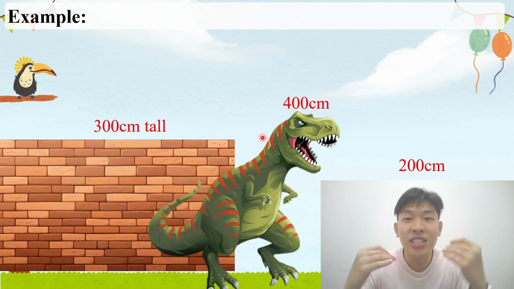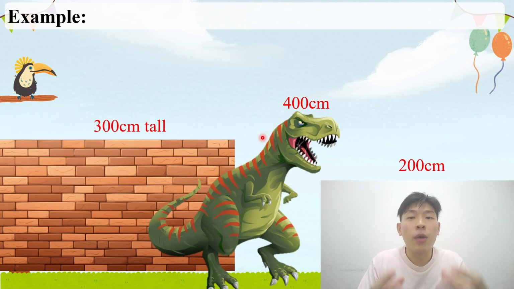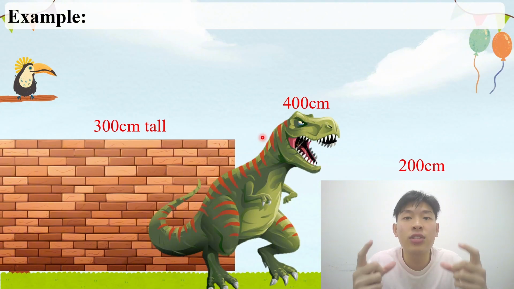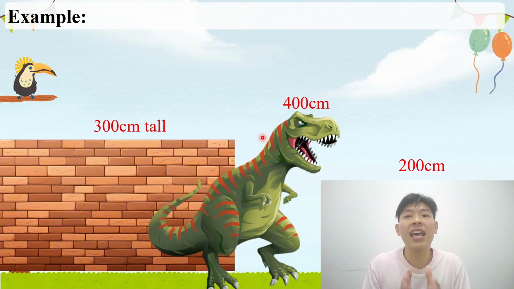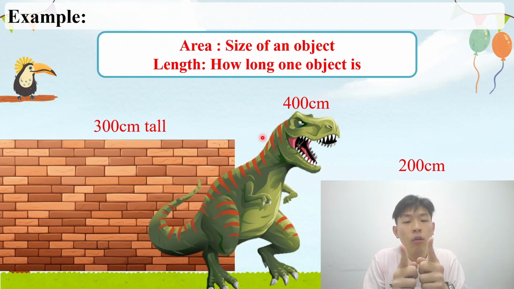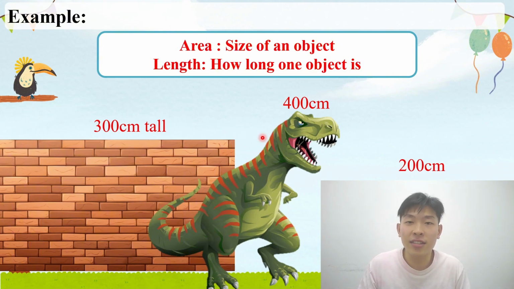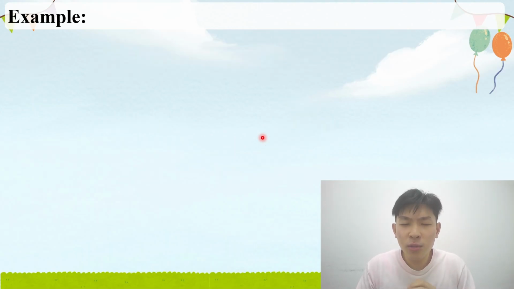area. It's just like in our daily lives, we say that, oh, this thing is small, this thing is big. We are always talking about the size of an object. So that is exactly what area is talking about. So area is talking about the size of an object, and length will be how long one object is. Height will be how tall someone or something is. Okay? So, now let's move on.